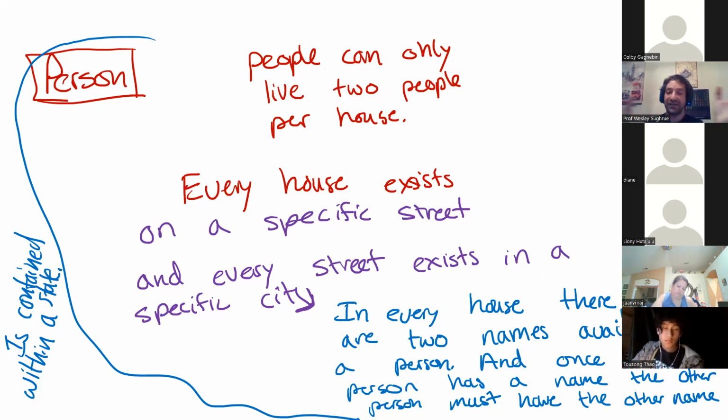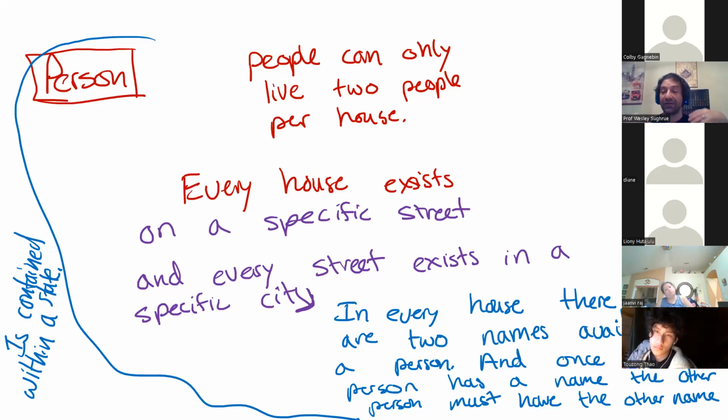Okay, so within a state, there are unique cities. There are no two cities in a state that have the same name, and that would be a really messed up world if there were. Every state has no two cities with the same name. Okay, you may have multiple states that have cities of the same name.